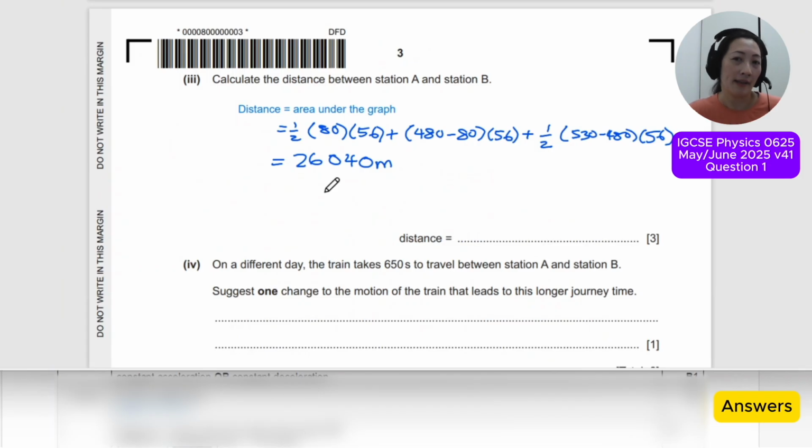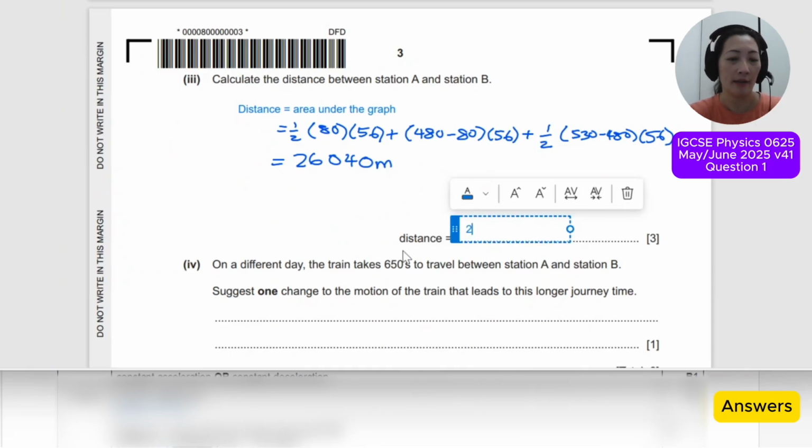Now, when you write the answer out though, we're not going to write all the numbers out because remember that for Cambridge, they accept answers between 2 to 3 significant figures. The preferred is 2 significant figures. So I'm going to write here 26,000 meters. Alternatively, if you want to write 26 kilometers, that's fine as well. You just need to write one, don't write both.